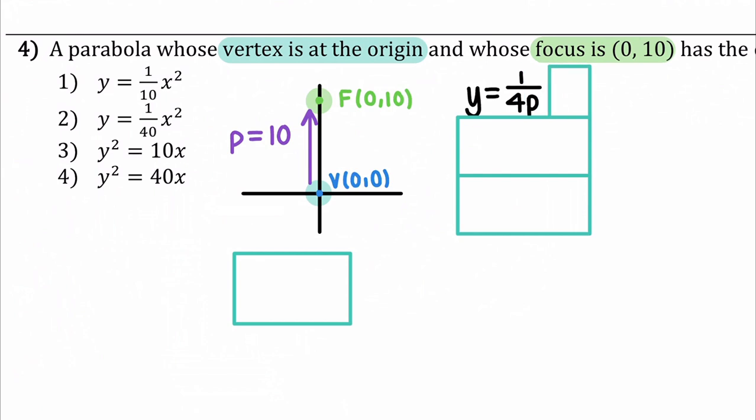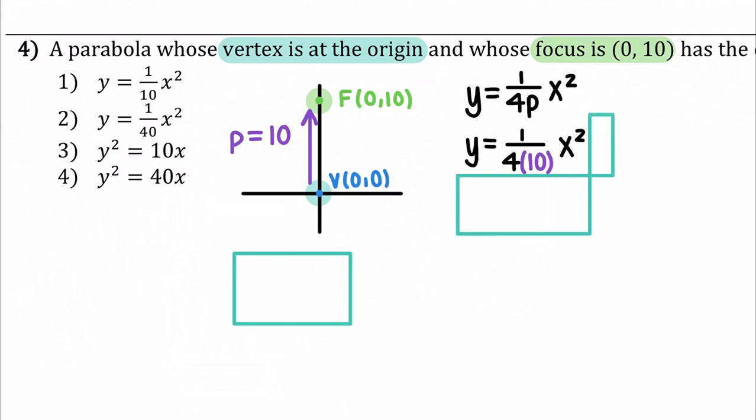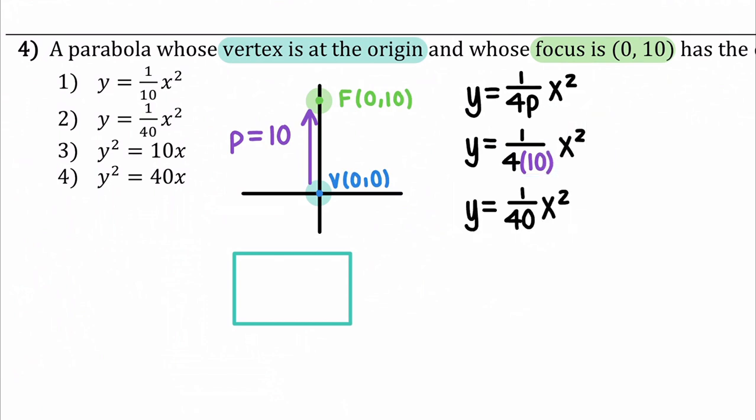So this is our general equation: y equals 1 over 4p times x squared. We're using this format because the vertex is at the origin (0, 0), so it's not necessary to write the vertex form of this equation. Once we substitute in what we know, we have y equals 1 over 4 times 10 in the denominator times x squared, giving us our final answer, 1 over 40 x squared, which is answer choice 2.